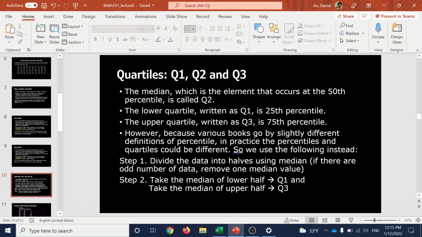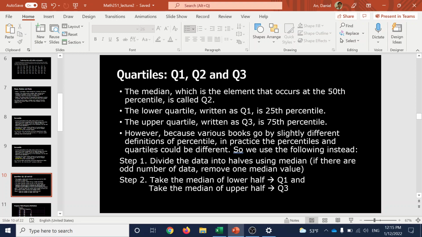That's it. There's no question. It's just Q2 is the median. That's simple. And to get to the Q1 and Q3, rather than finding the 25th percentile or 75th percentile, we're just going to do the following. Using the median, you divide the entire data into halves.